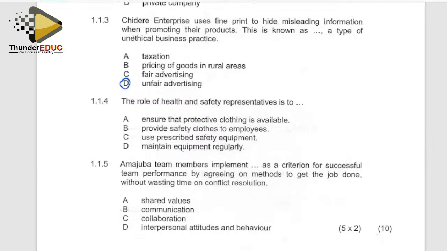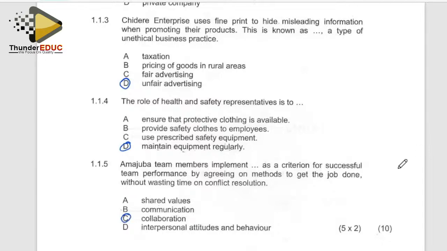Okay, right. So now let's move on to 1.1.4. The role of health and safety representative is to make sure that they maintain equipment on a regular basis so that it doesn't cause any accident or any injuries at the workplace. Okay, right. So now let's check 1.1.5. Amaju and then team members implement DASH as a criterion for successful team performance by agreeing on methods to get the job done without wasting time on conflict resolution. So now in this regard, the appropriate answer is going to be collaboration.